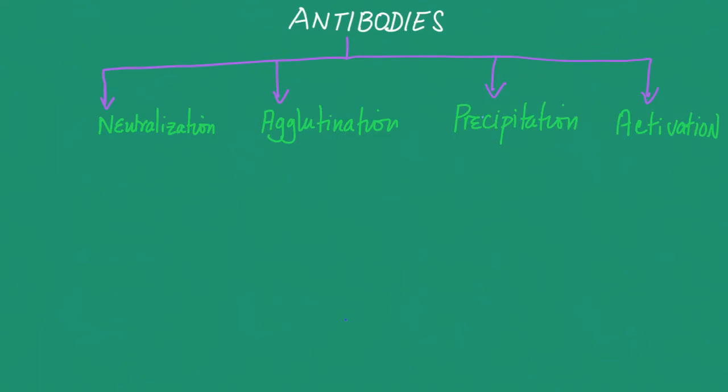Antibodies do not directly destroy the pathogen. They do it indirectly by targeting the pathogen in a variety of ways. So let's look at them one at a time.